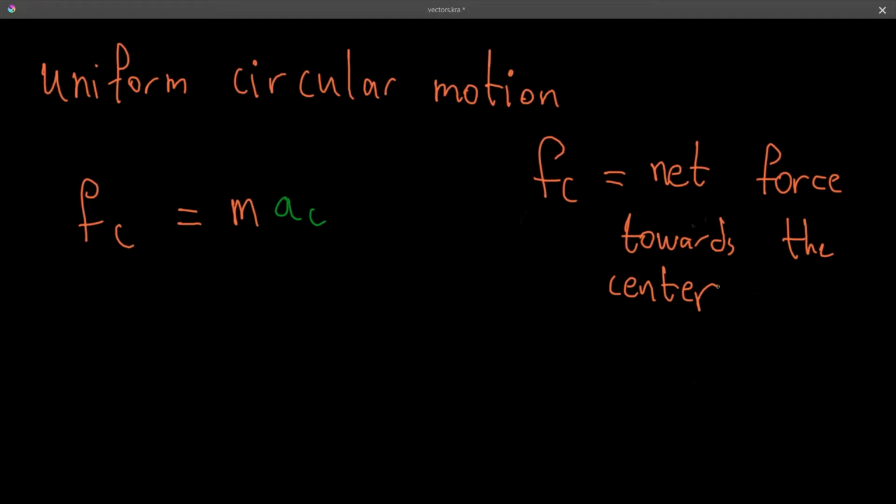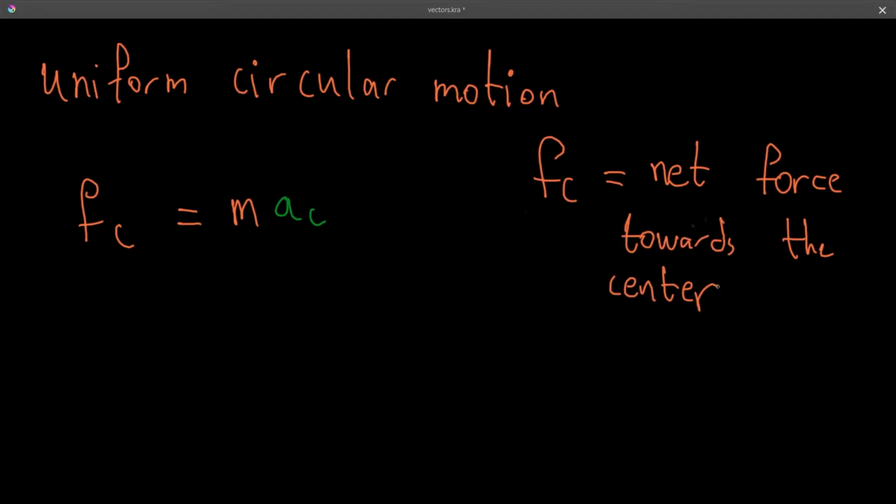So if we think about a car going around a roundabout, that force would be friction. If you have a ball and you're swinging this ball in a circle, then F centripetal would be the tension force if it was a horizontal circle. And sometimes F centripetal is a combination of forces. F centripetal is just the net force that points towards the center.